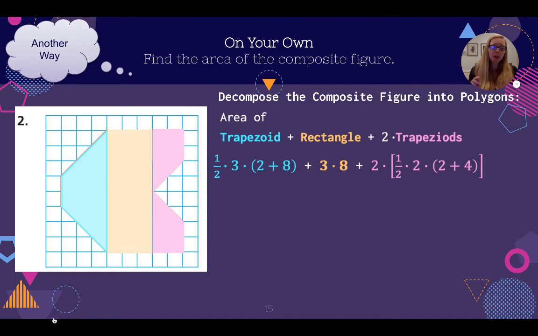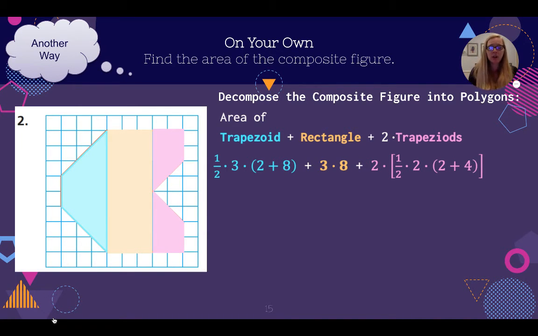Now, the pink trapezoids, that's kind of interesting. So the pink trapezoids are the same. There's 2 of them that are exactly the same size. So that's why you see the 2 and then the braces and then the formula for the area of a trapezoid. 1/2 times 2, so that's the height. And then 2 plus 4 represent the length of the bases, a base of 2 and a base of 4, the 2 lines that are parallel to one another.